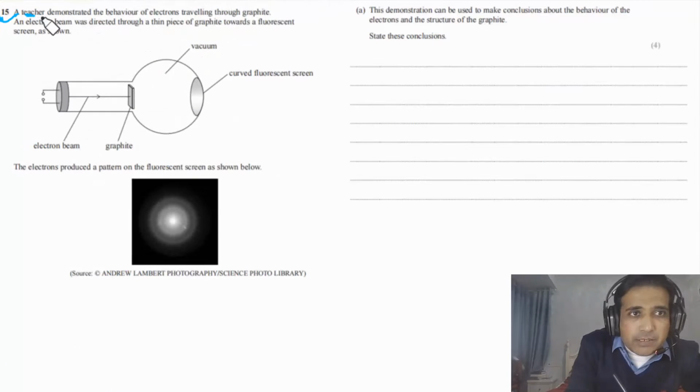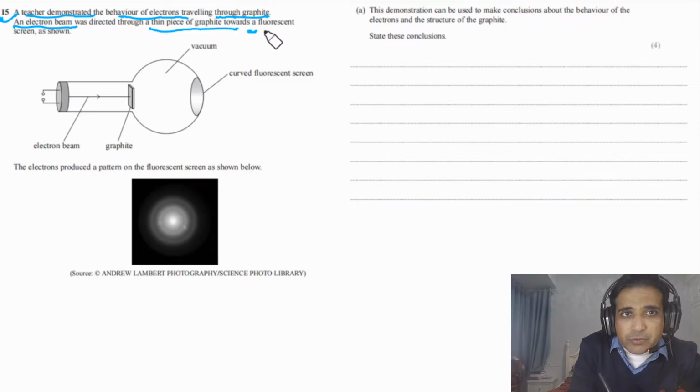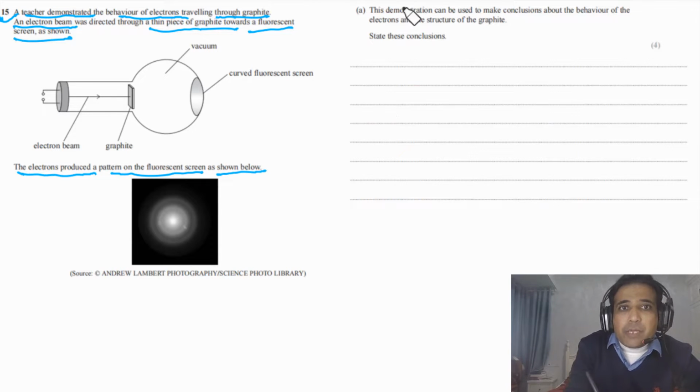Question 15 says, a teacher demonstrated the behavior of electrons traveling through graphite. An electron beam was directed through a thin piece of graphite towards a fluorescent screen as shown in the figure. The electrons produced a pattern on the fluorescent screen as shown below. For part A, this demonstration can be used to make conclusions about the behavior of the electrons and the structure of the graphite. State these conclusions.